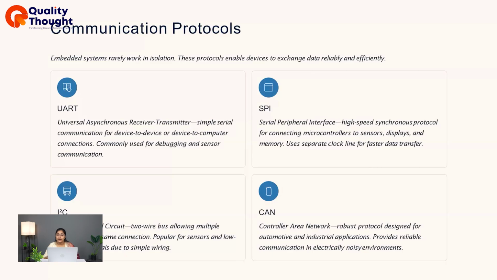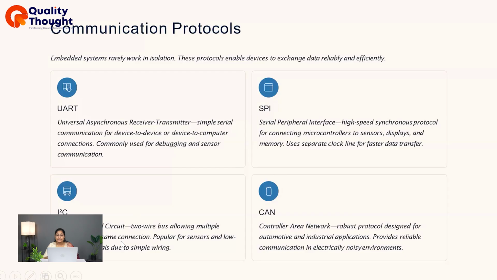UART stands for Universal Asynchronous Receiver Transmitter protocol. It is a simple serial communication protocol we are going to use to communicate between device to device and device to computer connections. Whereas SPI, the Serial Peripheral Interface protocol, is also used to communicate from microcontrollers to sensors, displays and memories. So all these things we are going to use.